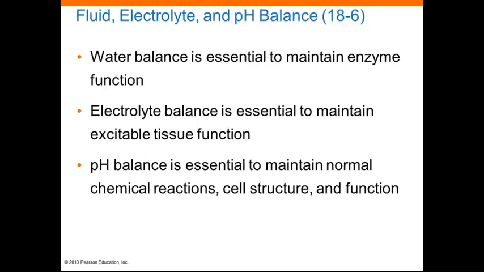Fluid, electrolytes, and pH balance is a topic that integrates information from multiple chapters, and it's key to proper treatment of multiple diseases and conditions. pH balance is essential to maintain normal chemical reactions, cell structure, and function. Electrolyte balance is essential to maintain excitable tissues like your neural tissue and muscle tissue. And water balance, of course, is essential to maintain enzyme function.